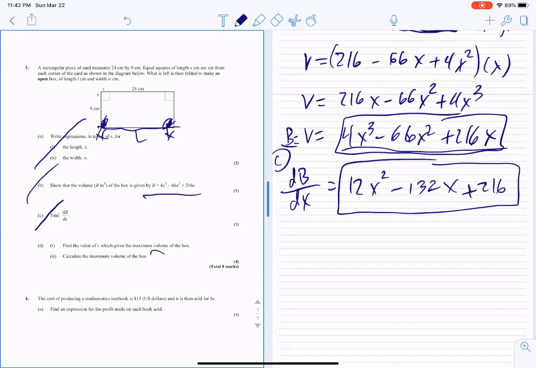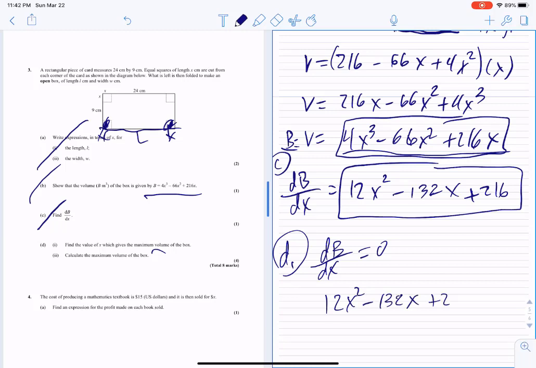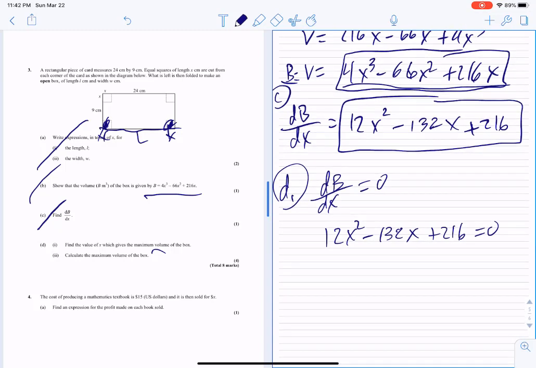So the next question, find the value of x which gives the maximum volume of the box. That's part D1. So D1 is we're going to take that derivative I just found, dB over dx, and we'll set it equal to 0. That means that 12x squared minus 132x plus 216 will equal 0. And we'll have to solve it. So we'll divide every one of these by 12. We'll factor out a 12 if we can.